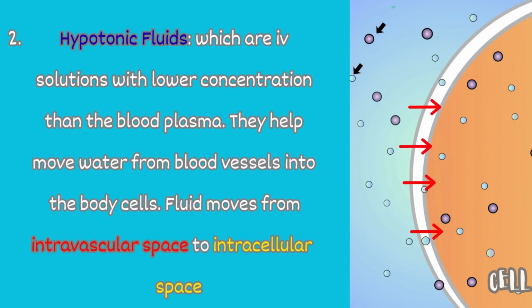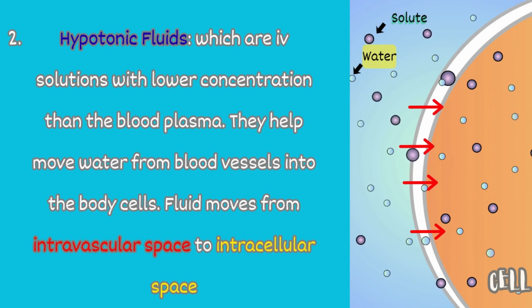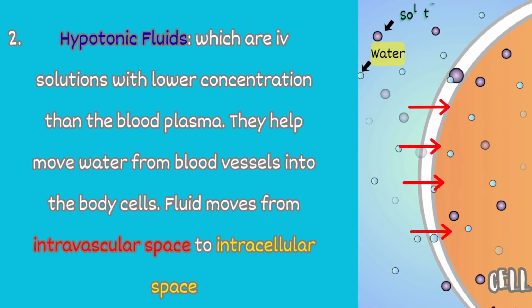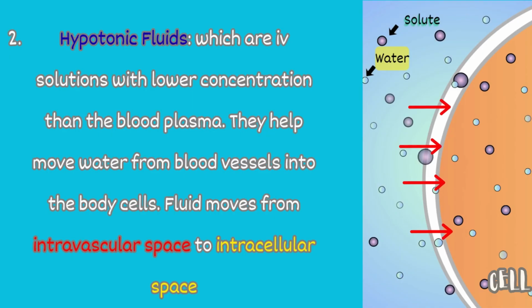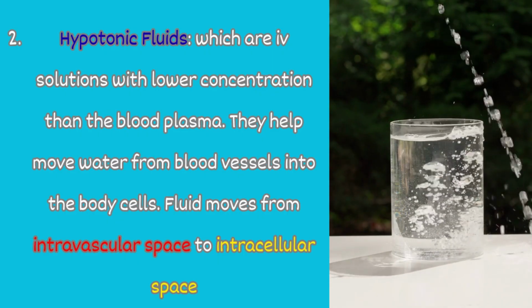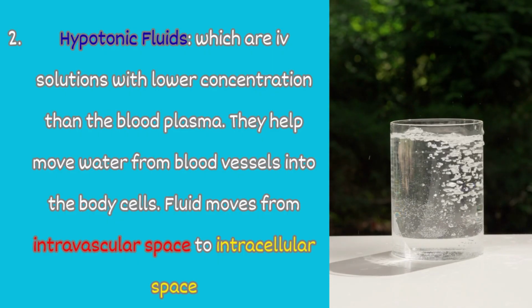Two, we have hypotonic fluids, which are IV solutions with lower concentration than blood. These help to move water from blood vessels into the body cells, and what actually happens in the body is that fluid moves from the intravascular space into the intracellular space. You can think of it like the bloodstream is salty and you're trying to add more plain water, which tends to move into those cells to help balance up the concentration.